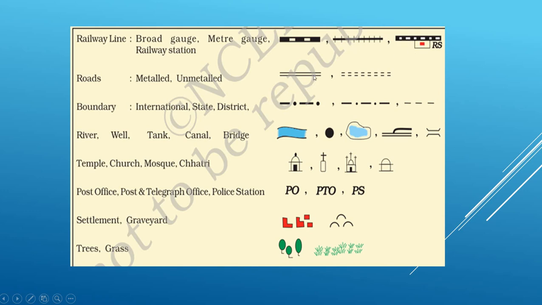Similarly, if a metalled road has to be shown in a map, it is shown with this symbol, and an unmetalled road is shown with this symbol. Similarly, for boundaries, international boundaries are shown like this. You can see lines and dots here. State boundaries are shown with this symbol, and district boundaries with this symbol. Okay, so a river is shown like this, and a well, as you saw in the village map also, I'll show you again.